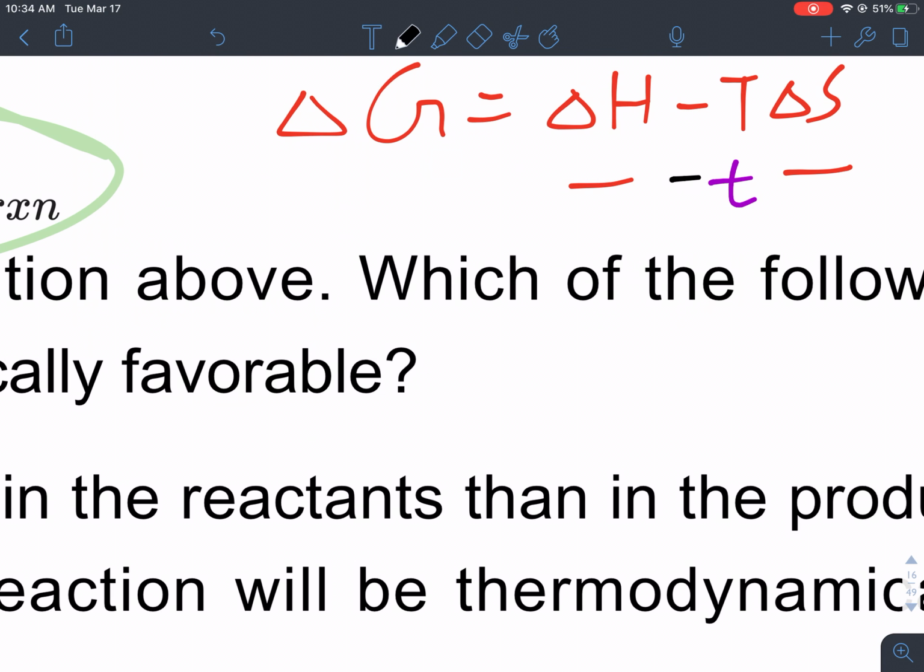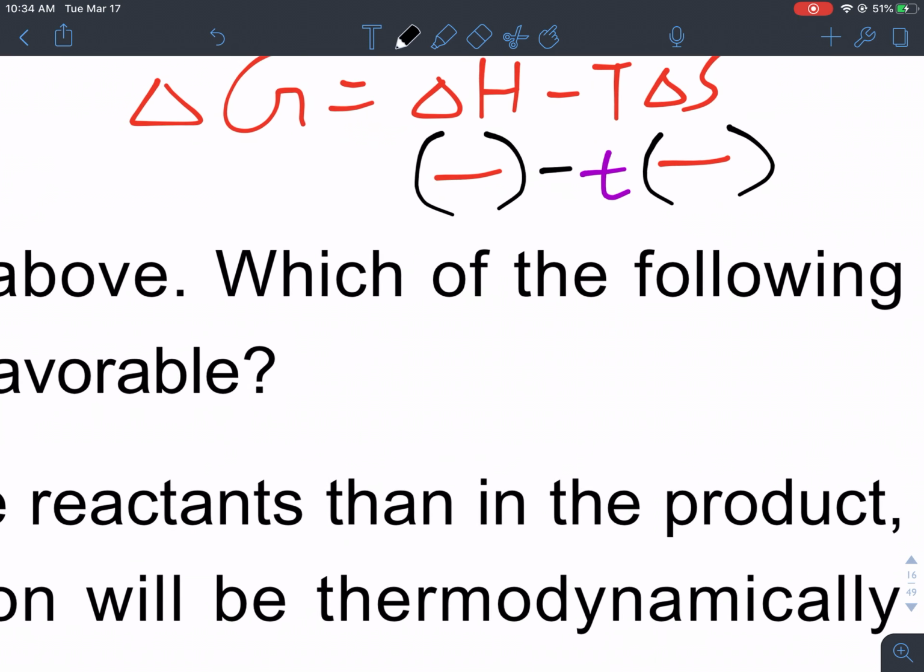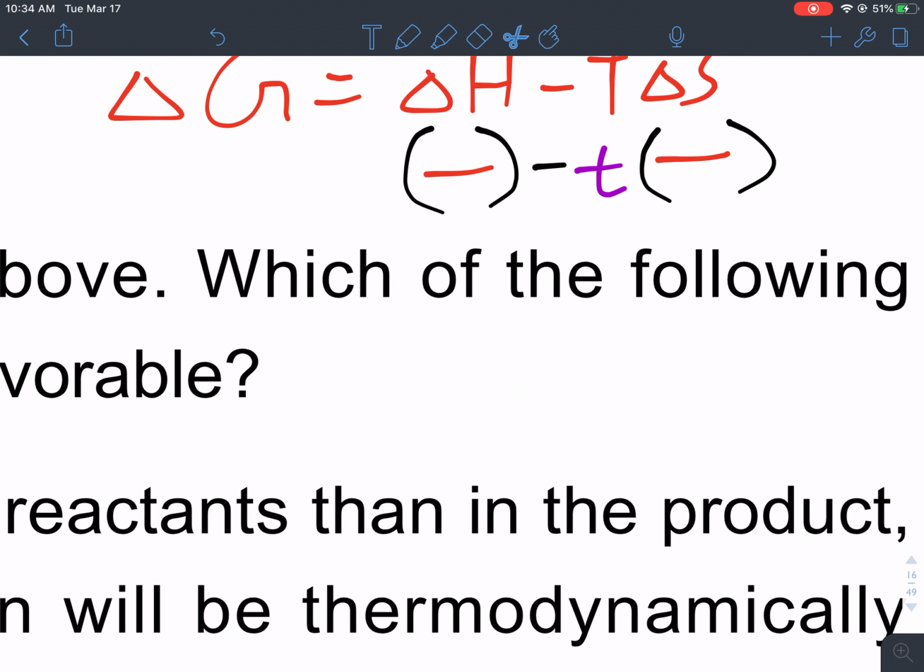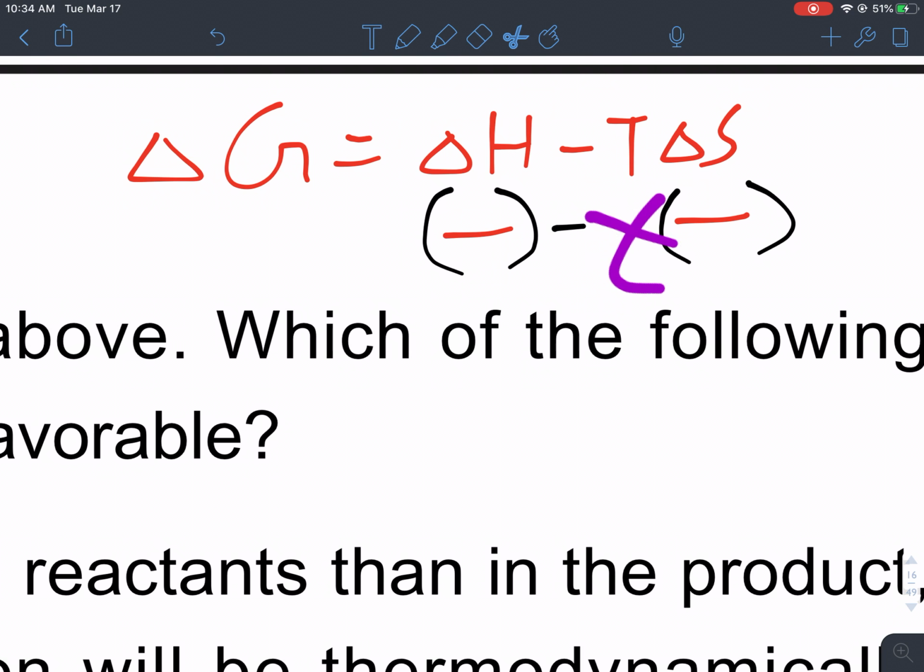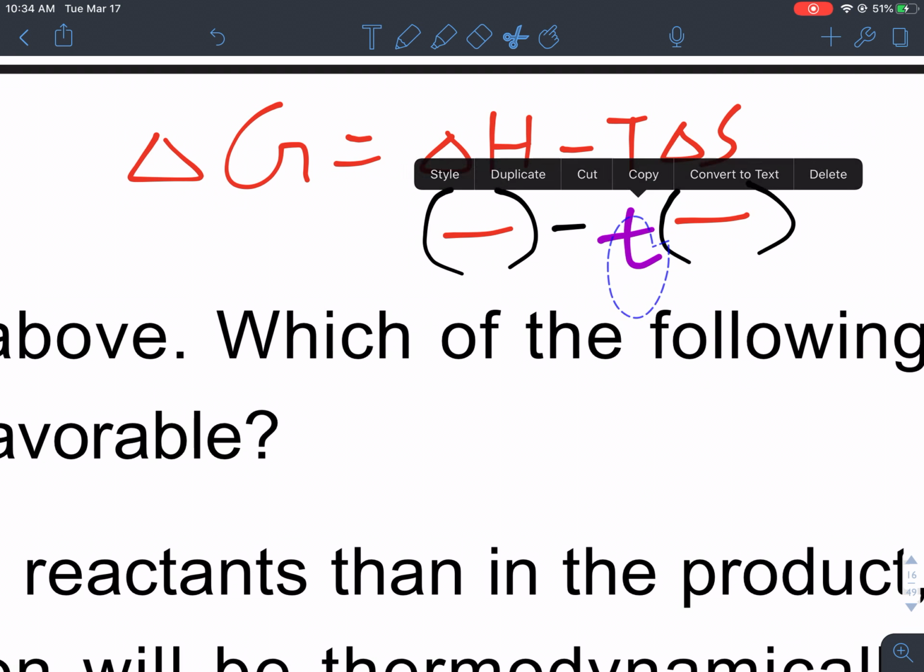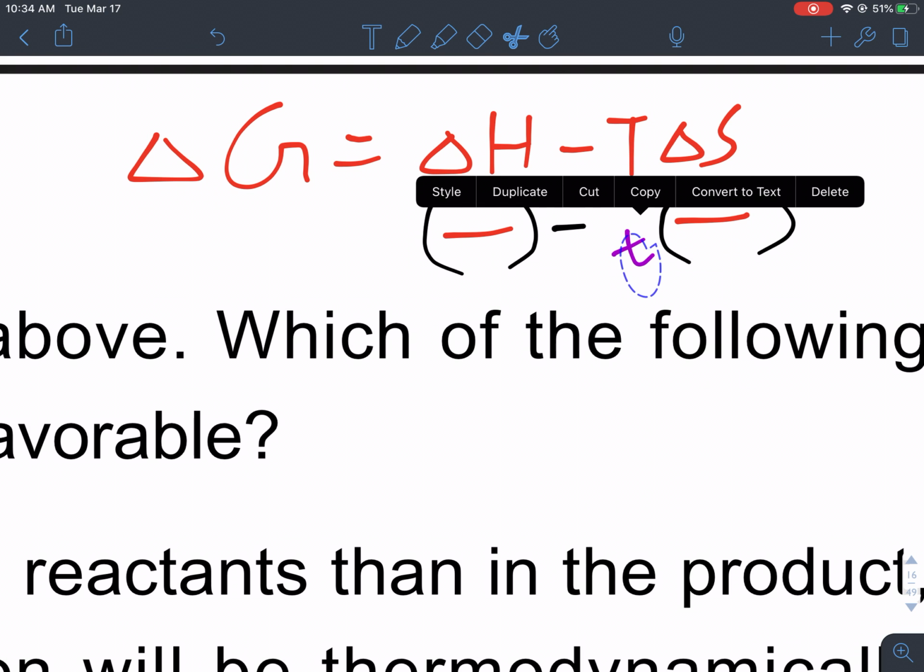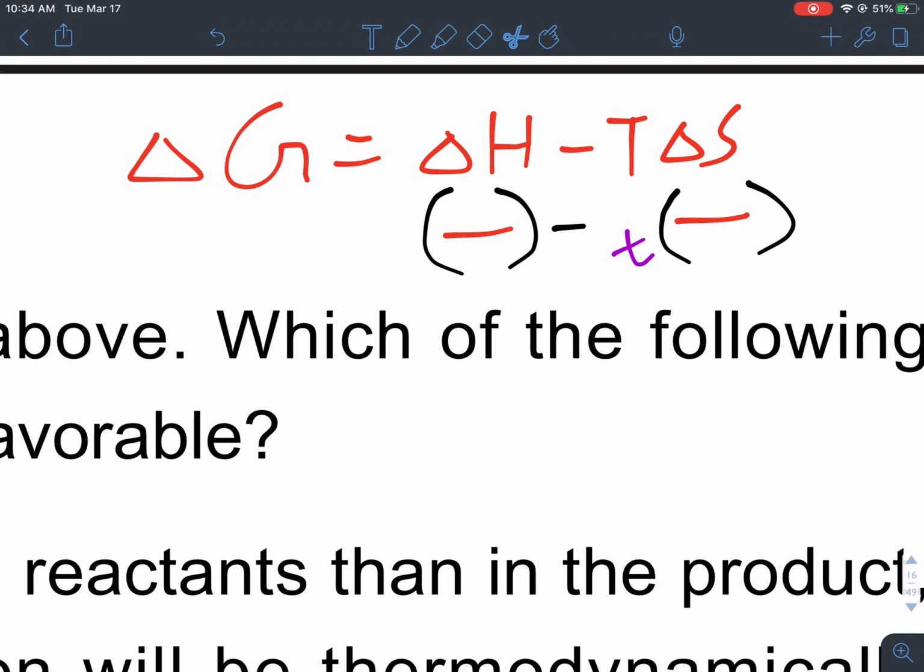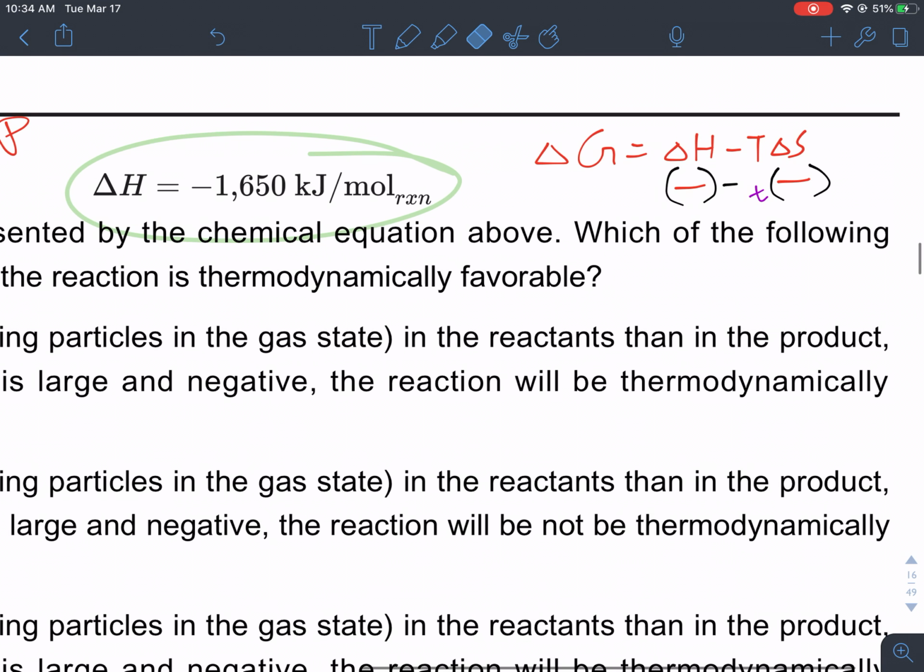Okay? So if delta H is negative and delta S is negative, well, if T is super big, this T delta S trumps the delta H. If T is super small, then delta H trumps T delta S. Look, this is trying to make the thing positive. It's a negative negative. This is trying to make the thing negative. So who wins? Well, it depends on the temperature.